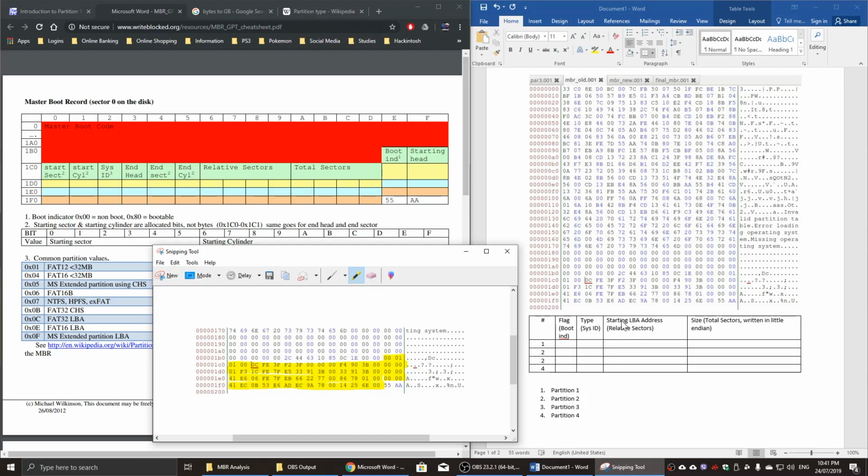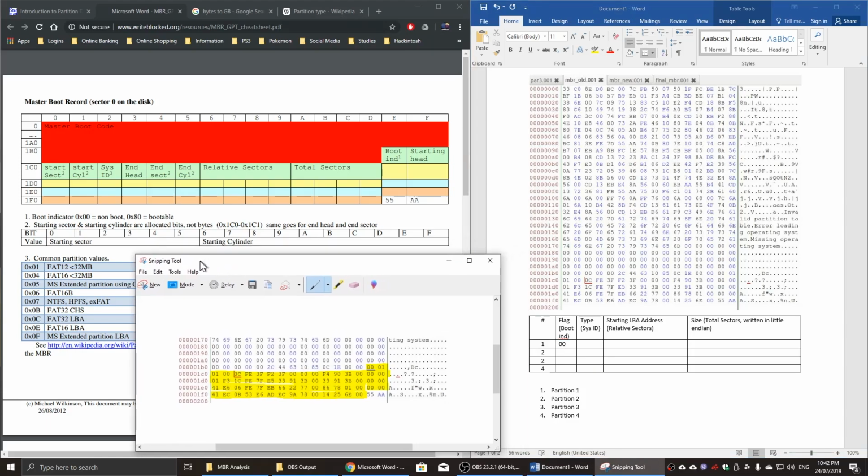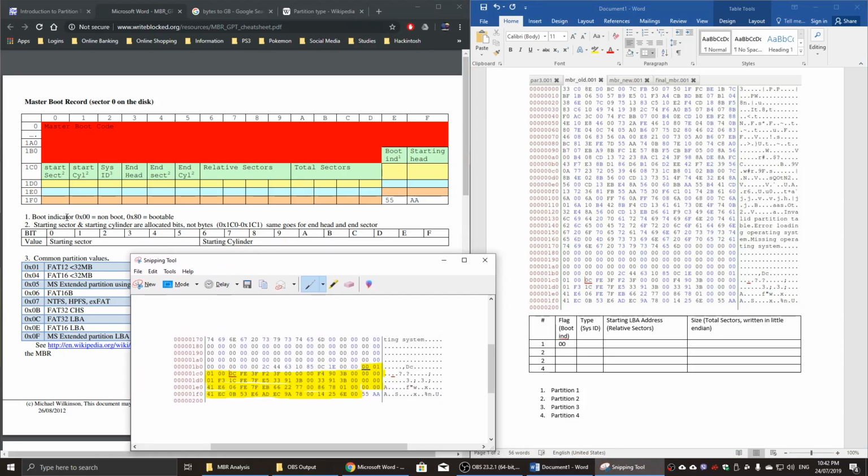So we'll be getting the starting LBA, which is the relative sectors, and then we'll also be getting the total sectors, which is the size of each partition, just to get a rough idea. So let's begin with the first partition. The boot indicator is in that byte. The boot indicator for this one is 00, and by the cheat sheet that we can see, 00 is a non-bootable partition.